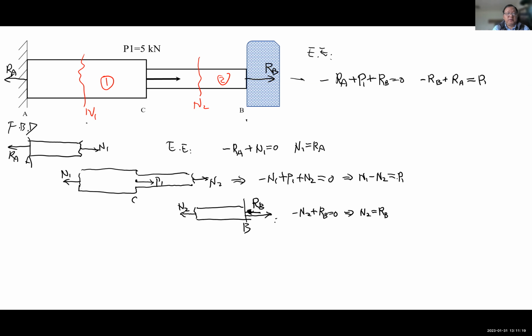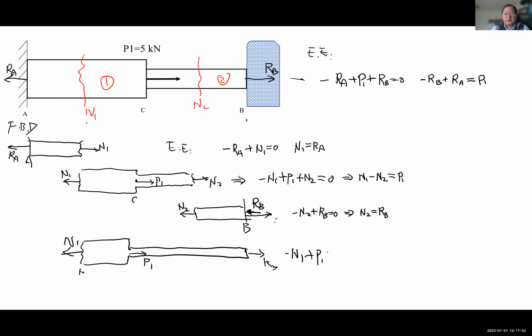It's like you can draw more free body diagrams. For example, you can draw this one here and one here, right? So to here and then all the way to B. So you have RB here, and then you have P1 here. You have this N1 here, right? So you get negative N1 plus P1 plus RB equals 0, right? And that gives you N1 minus RB equals P1.